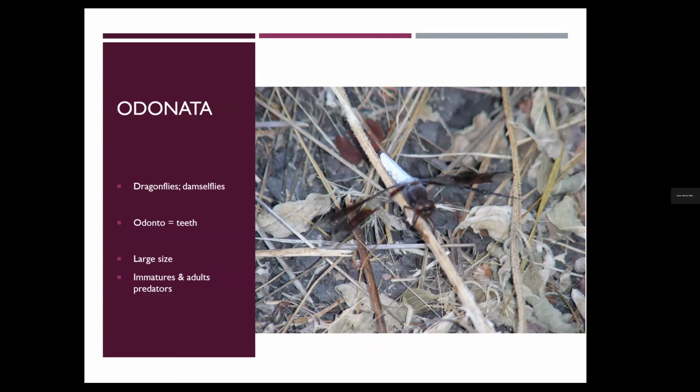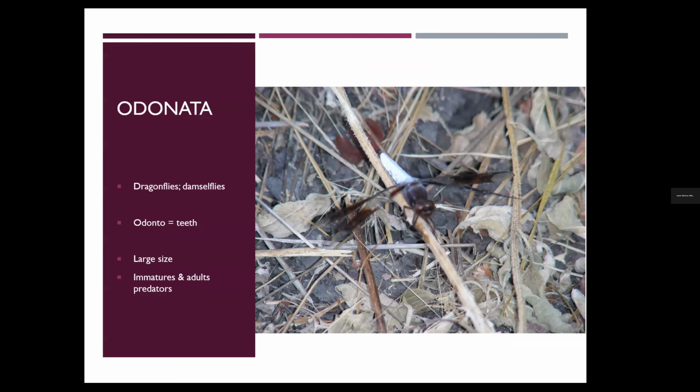Moving into our orders, this is by no way, shape, or form all of the insect orders because we would be here for a much longer period of time if we did that. I tried to hit the high points on the common stuff. The first order is Odonata. These are the dragonflies and damselflies.